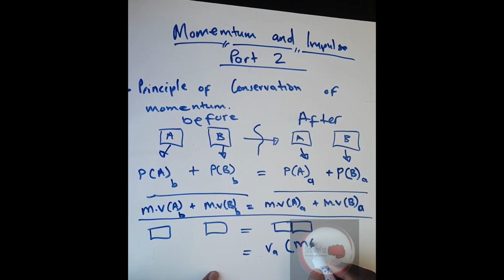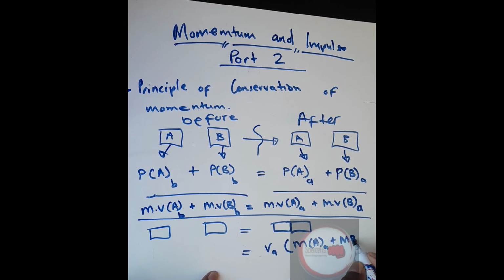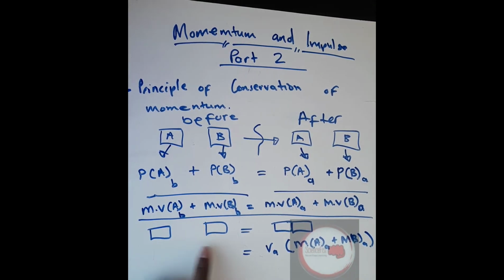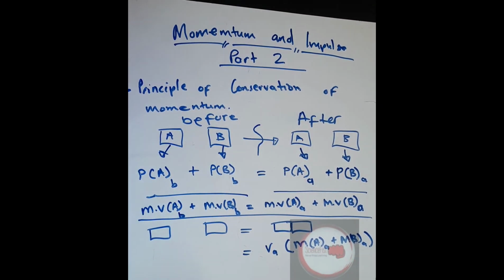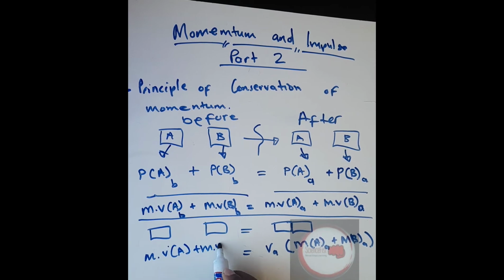The mass of object A after plus the mass of object B after. Okay, this remains the same, m dot V A plus m dot V B before, as simple as that.